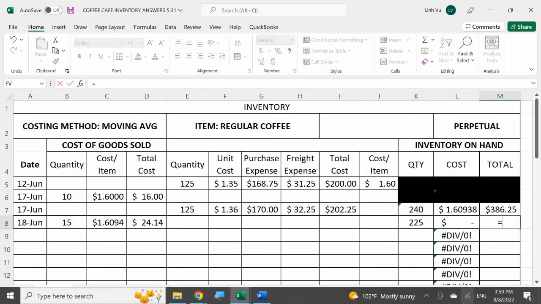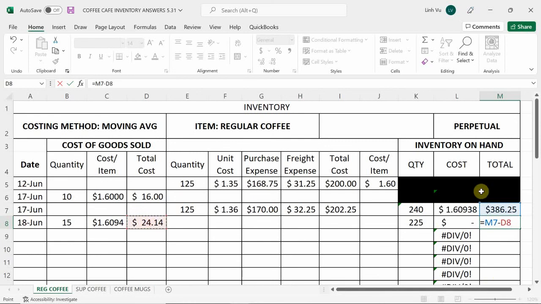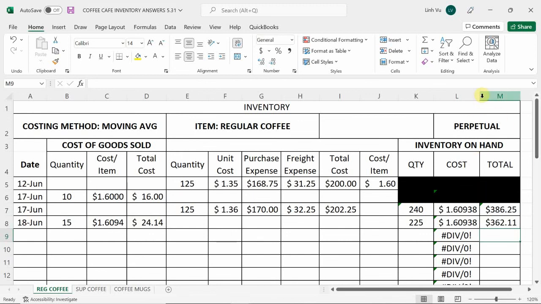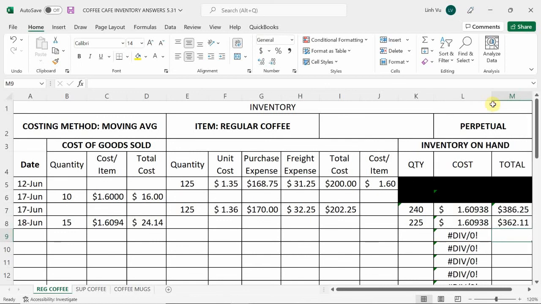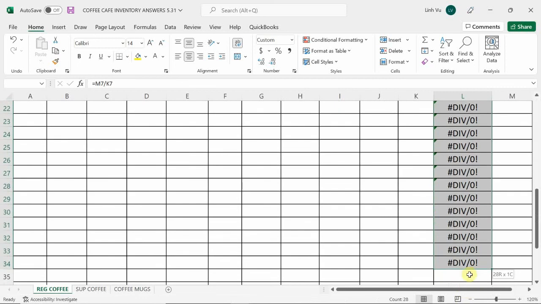Okay. Now, taking a look at my total cost here, if I started out with $386.25 and I used $24.14, how much should be left remaining? 362.11. Okay, so here now, because I'm showing only 5 decimal places, it looks like my average cost did not change. But let's drag that number out one more place and see if it has changed significantly.